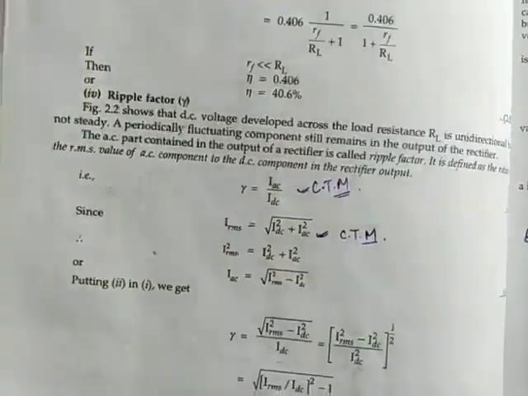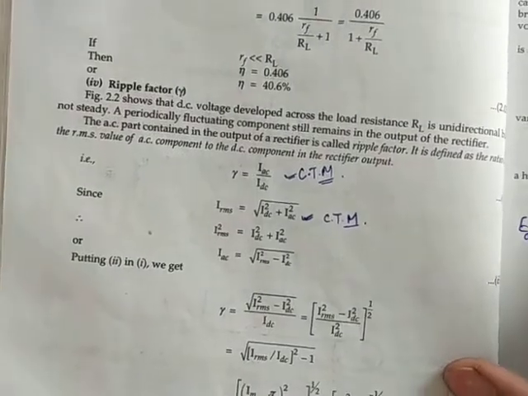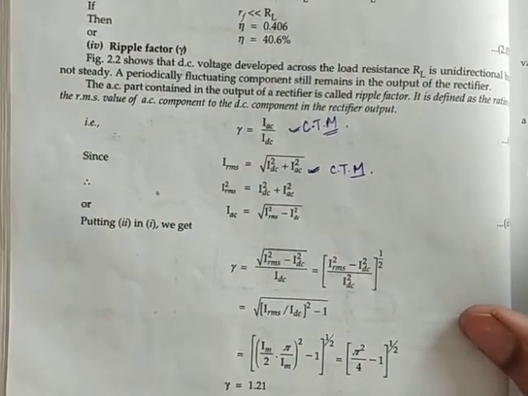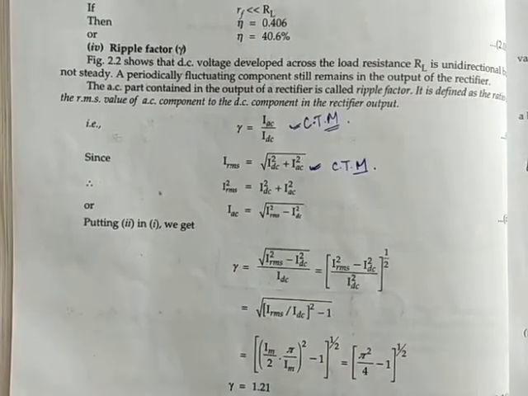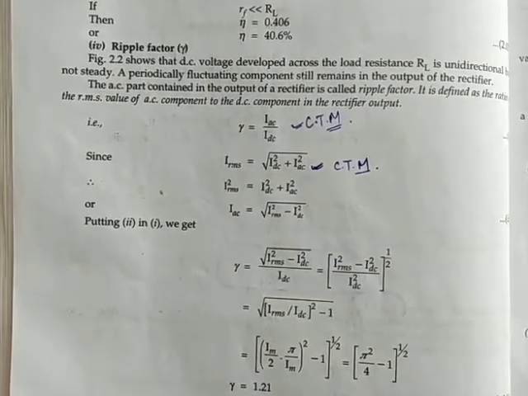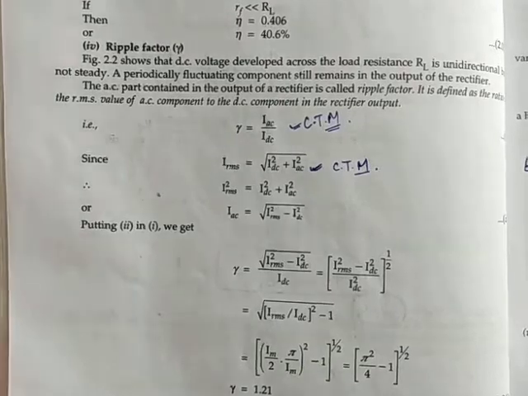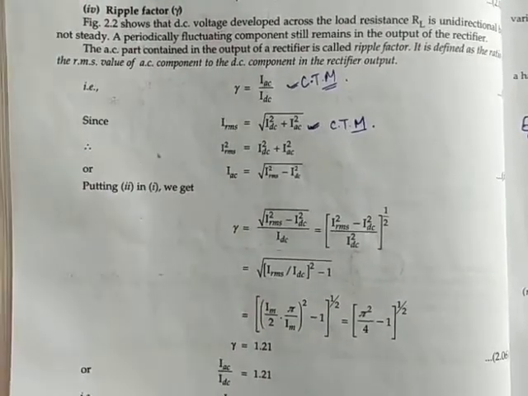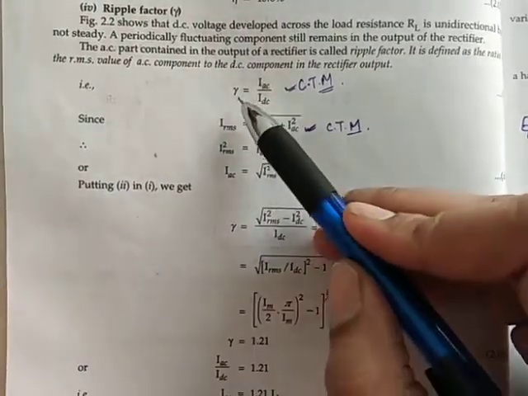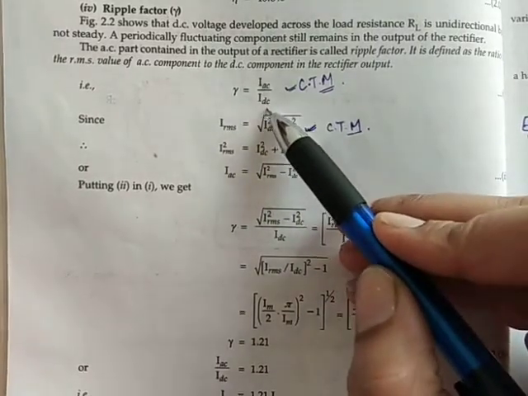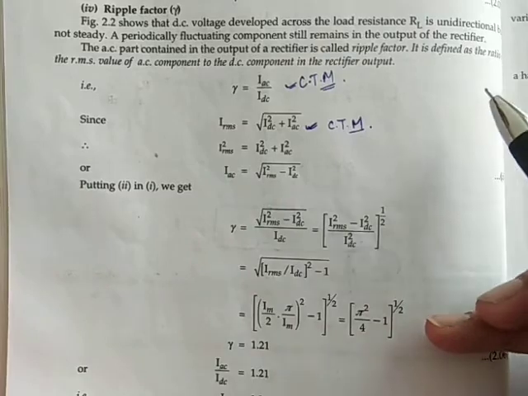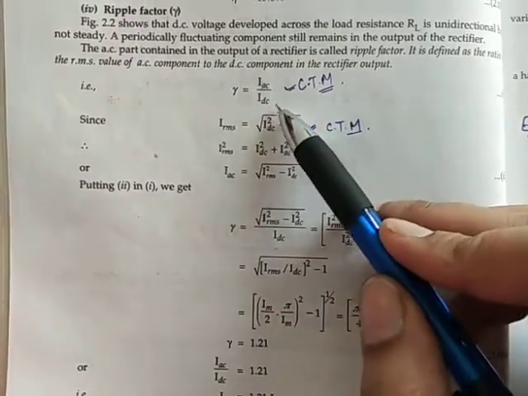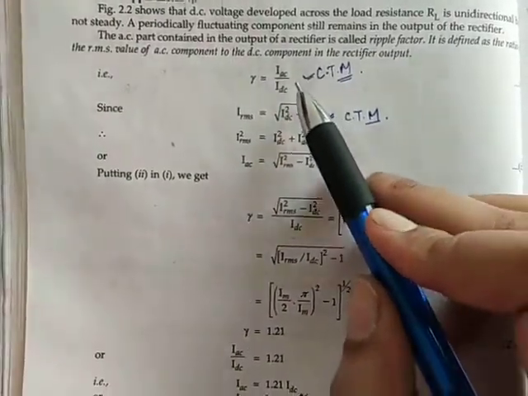So next factor is the ripple factor. A ripple factor is the factor like how much AC component is there in the output. So this is what it basically defines. It is defined as IAC upon IDC. That was PDC upon PAC. So this is IAC upon IDC. This you have to remember.